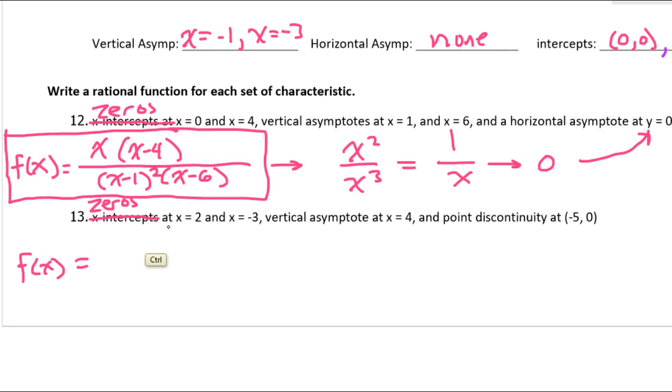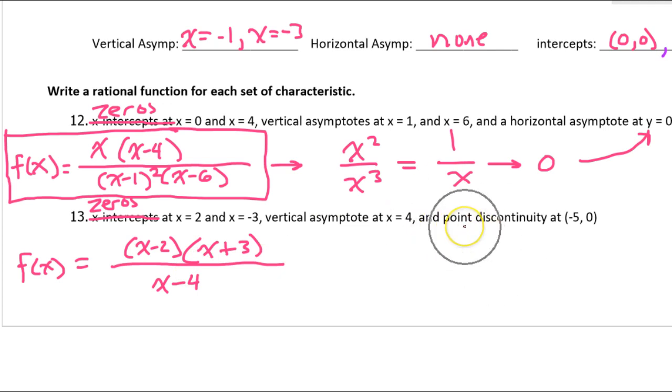We need zeros at 2 and negative 3. Okay, we're talking about x-intercepts, basically. So a 0 of 2 means a factor of x minus 2 in the numerator. A 0 of negative 3 means a factor of x plus 3 in the numerator. So that satisfies those two. Vertical asymptote x equals 4 means a factor of x minus 4 in the denominator.